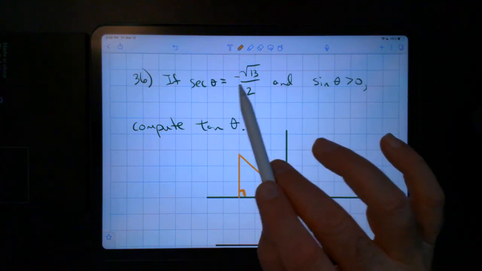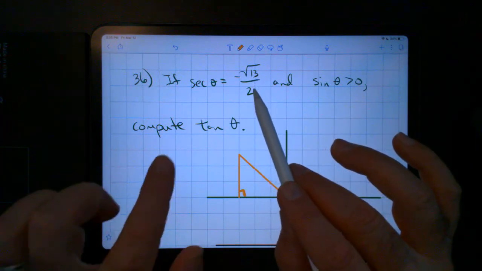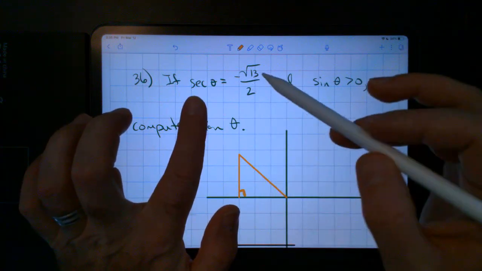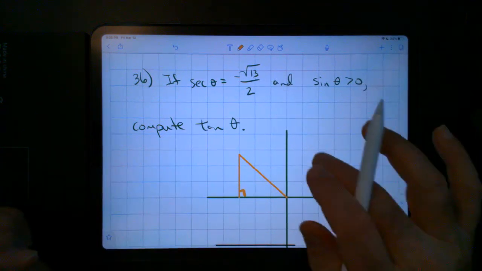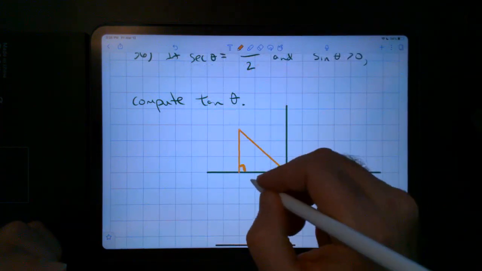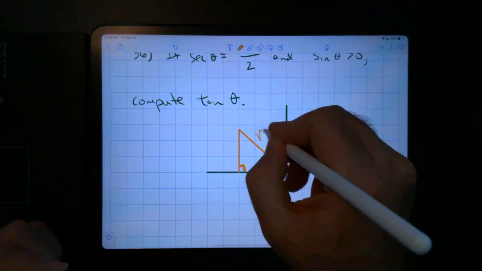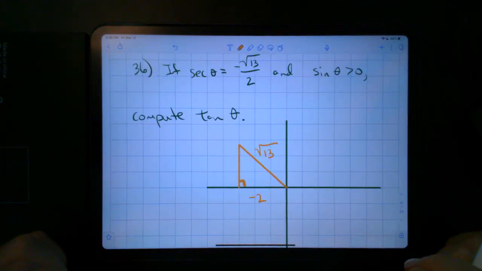So if secant of theta is negative radical 13 over 2, this is the inverse of cosine. So we're looking at hypotenuse over adjacent. So this would be negative 2, and the hypotenuse is radical 13. Okay.